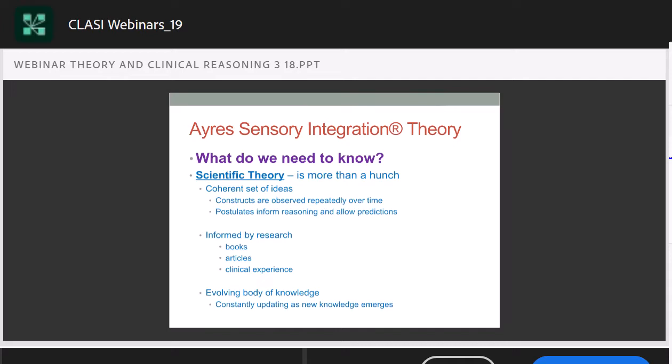So that means that if you have an idea about these constructs, a construct such as that the tactile system might influence fine motor skills, you want to look at that and see, does that relationship between touch and fine motor skills stand the test of time? Or is that an idea that is examined and proves not to be a very useful construct because it doesn't hold up over time?